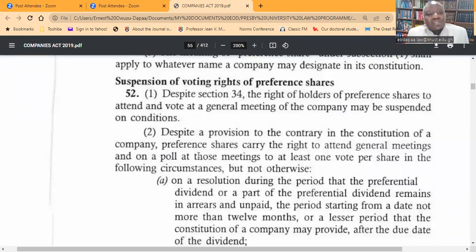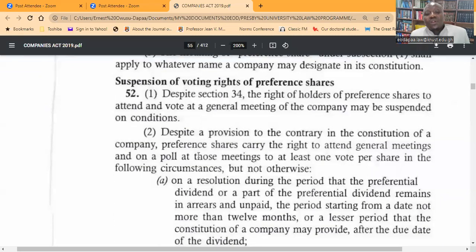But section 52 is telling us that regardless of that fundamental right of every member to attend and vote, as enshrined in section 34, the right of holders of preference shares to attend and vote at general meetings of the company may be suspended on conditions.